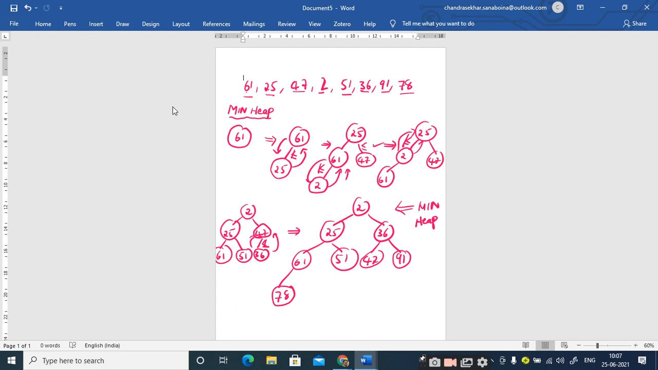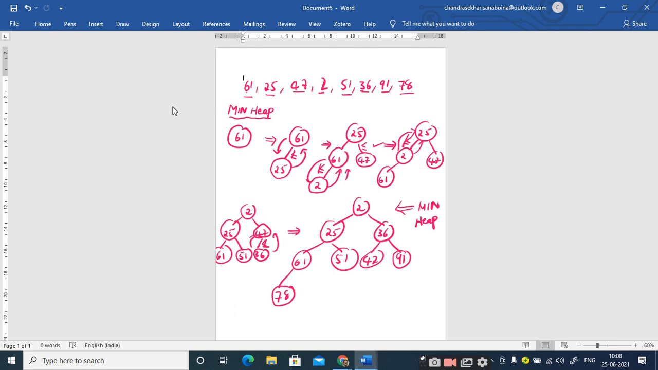Whether you take the first element as the root node or the last element as the root node, that is up to your choice and your programming skills. But one thing you have to remember is that the final result should land you at a constructed min heap, that's it. Is it clear? Clear, sir.